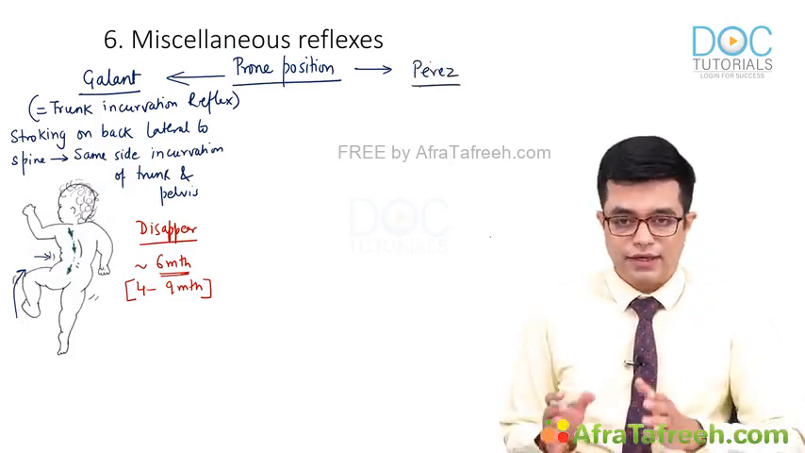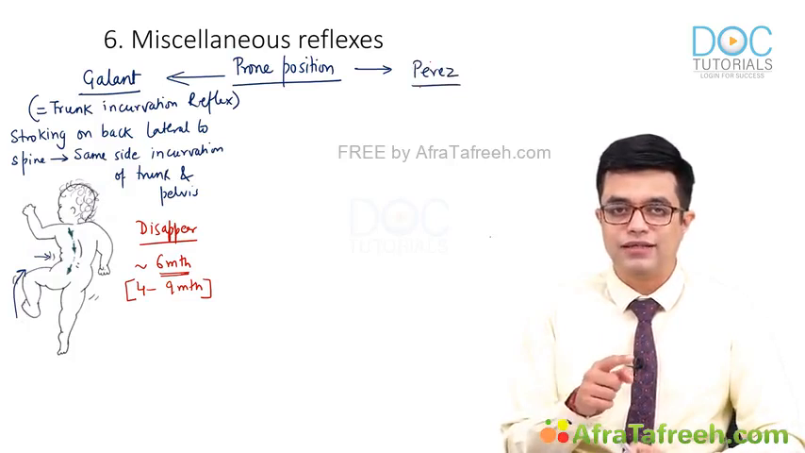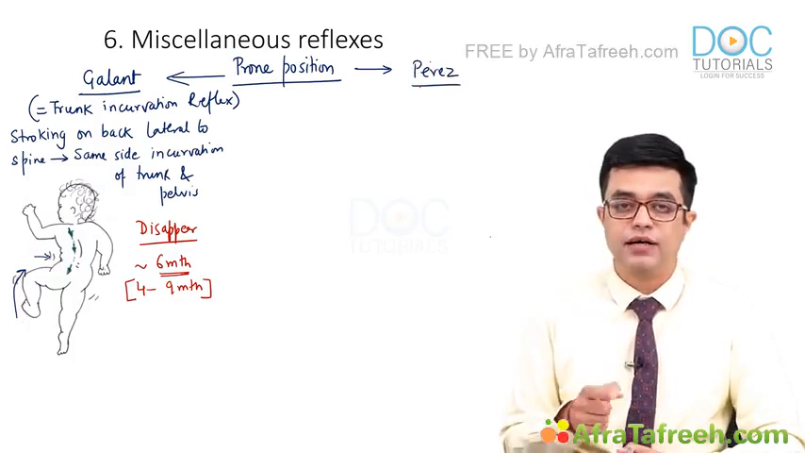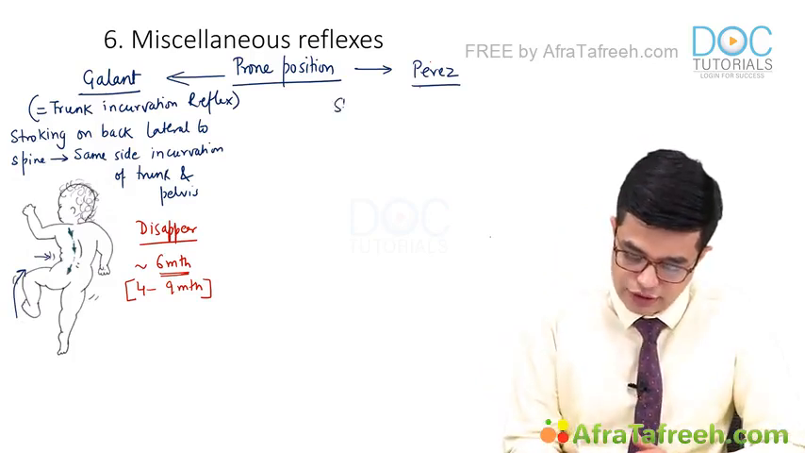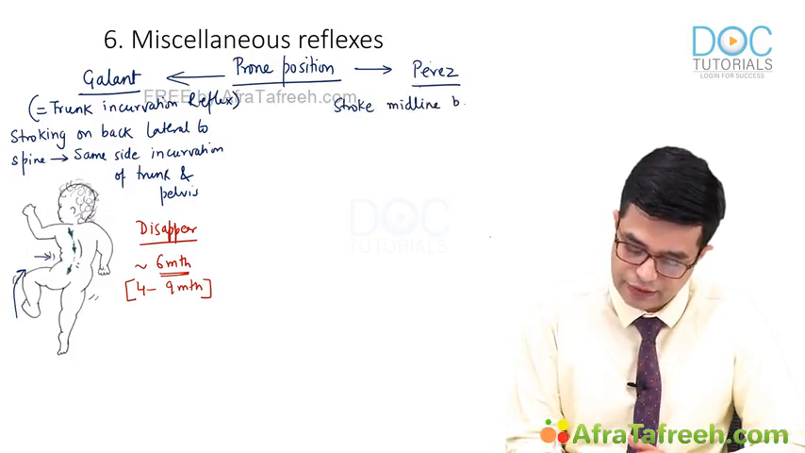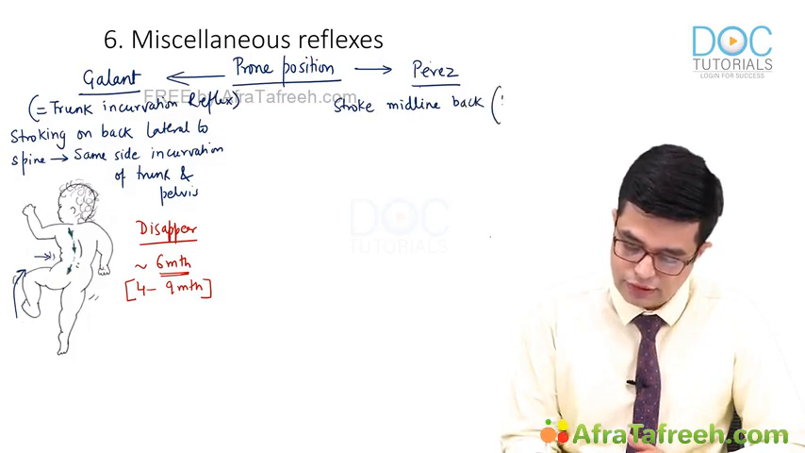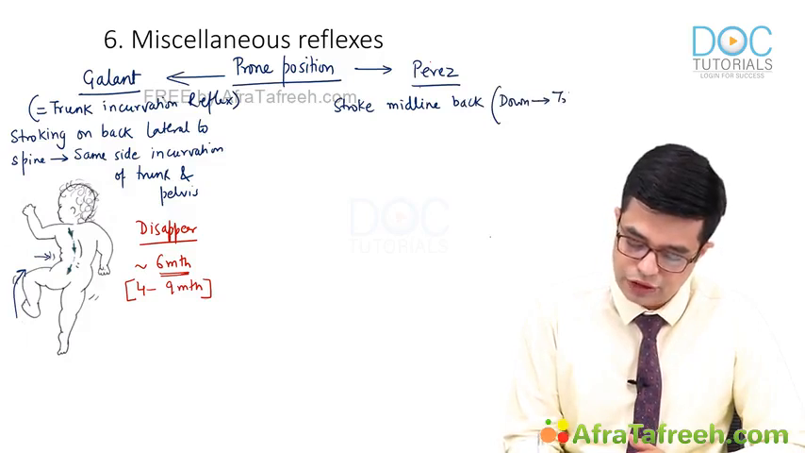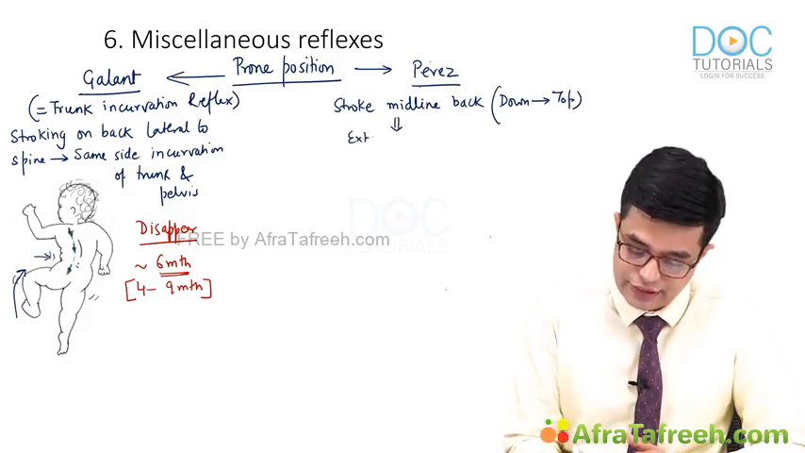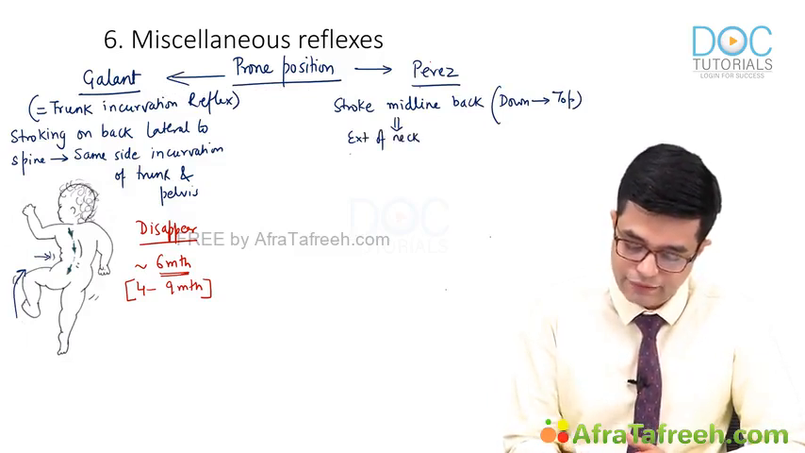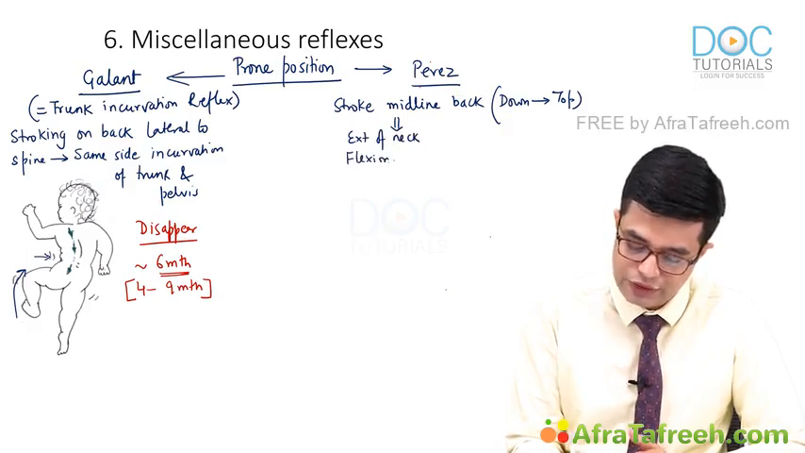Second reflex which is done in prone position is Perez reflex. In Perez reflex, again in a prone position, now you will not move laterally. You will move in the midline, but not from top to bottom, from bottom to top. So you will stroke the midline of the back from down to top. You will find on doing this, the child will have extension of the neck. There will be flexion of the upper limbs. Plus, there will be occasional crying by the child.